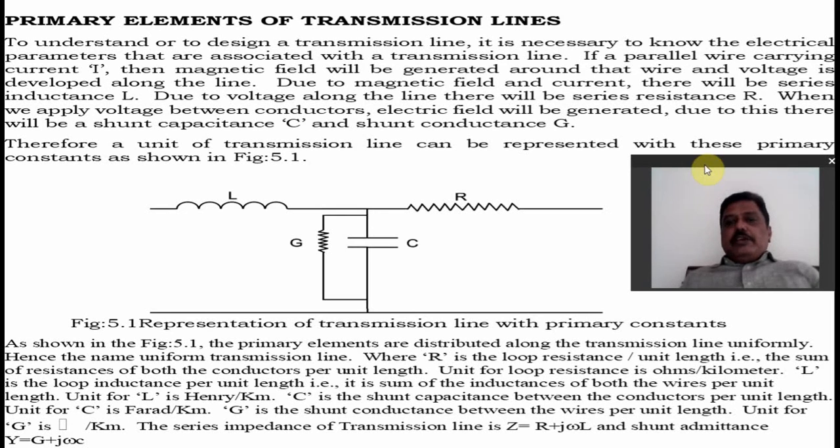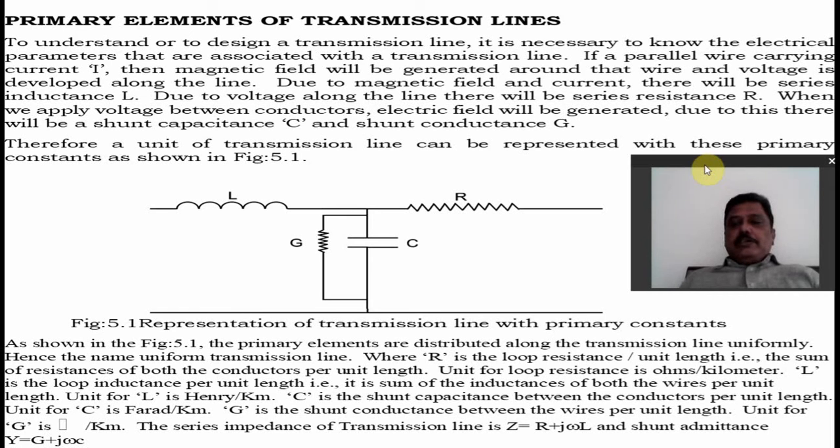The primary elements are distributed along the transmission line uniformly, hence the name uniform transmission line, where R is the loop resistance per unit length, the sum of resistances of both the conductors per unit length. Unit for loop resistance is ohms per kilometer. L is the loop inductance per unit length, that is, the sum of the inductance of both the wires per unit length. Unit for L is Henry per kilometer.